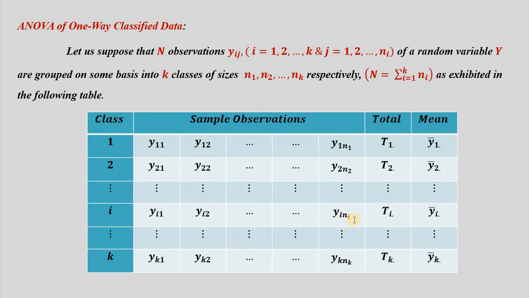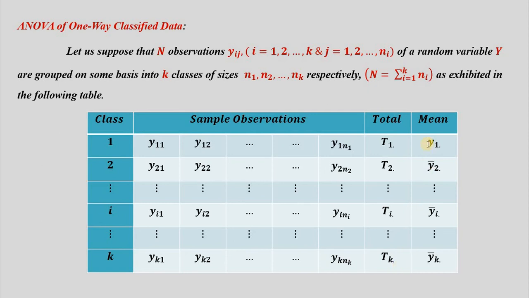So, the total of the first class is T1 dot, that is, y11 plus y12 plus ... plus y1n1 is equal to T1 dot. Similarly, for the second class, it is T2 dot. For the ith class, the total is Ti dot. And for the kth class, it is Tk dot.